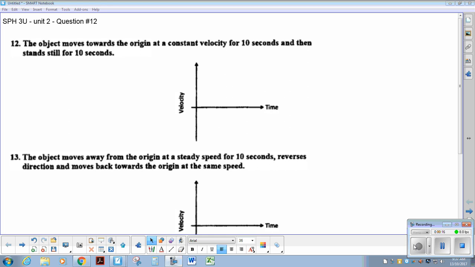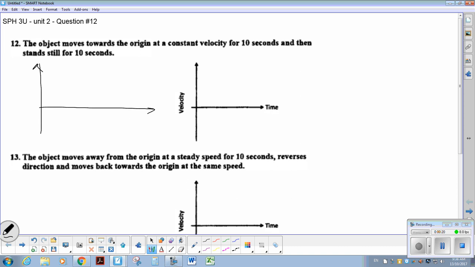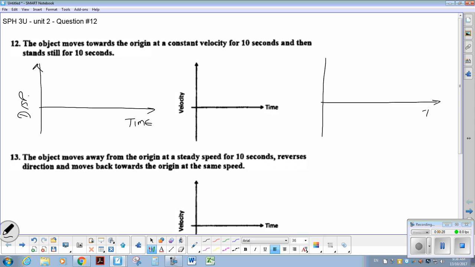What I want to do is take a look at, let's add on another two graphs here so I can make a comparison. The first one's going to be displacement time, and then I'm going to add on an acceleration time graph just so you can make that comparison. So that's acceleration time.